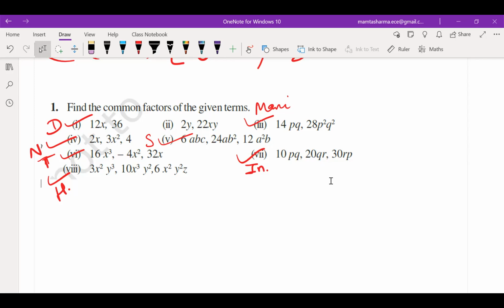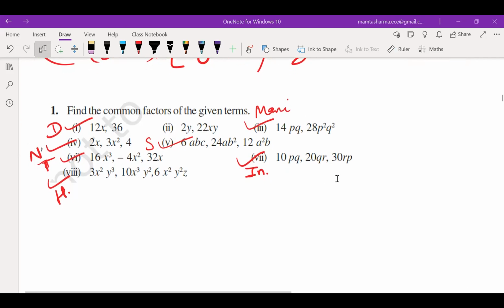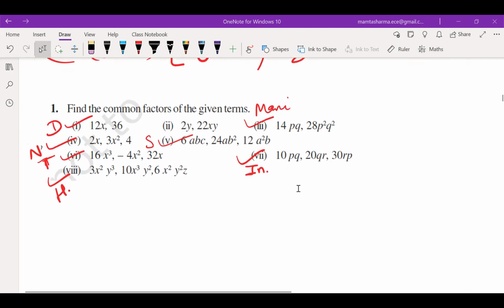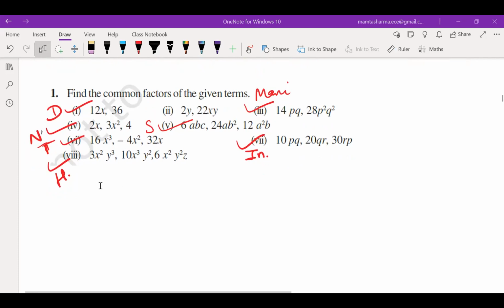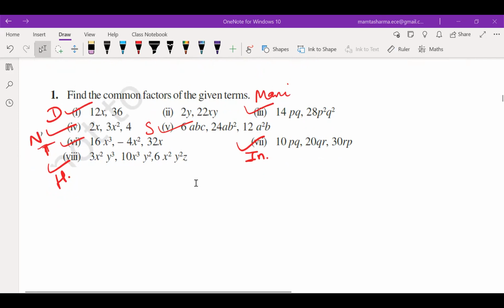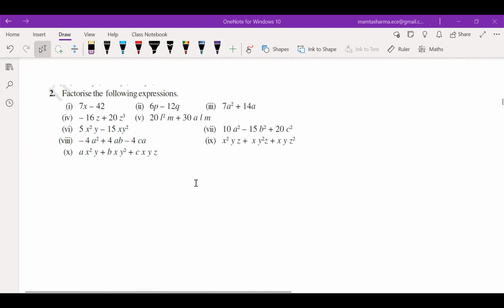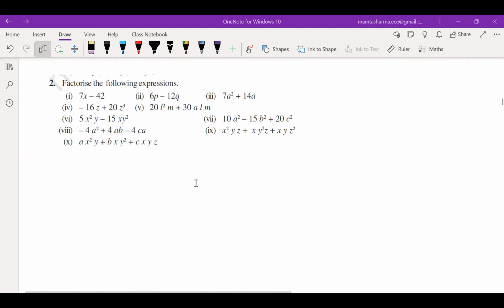Again 2 is common. Ma'am, but in Inaya's one only 10 is common, because in one it is PQ, second one QR. 10 is correct. Yes, ma'am. Her answer is correct. Ma'am, in Harshita's answer, I'm getting only XY, ma'am. Yes, only XY is common in mine. Correct. Okay. Now factorize. You have to factorize.